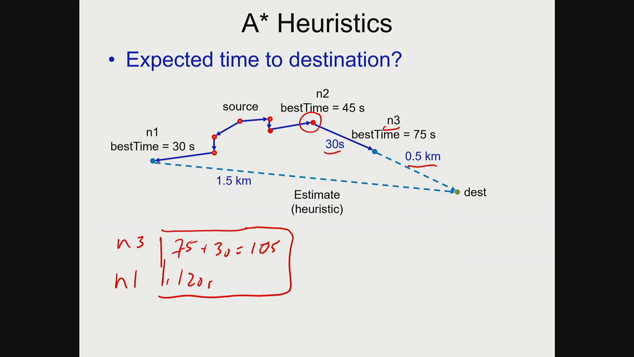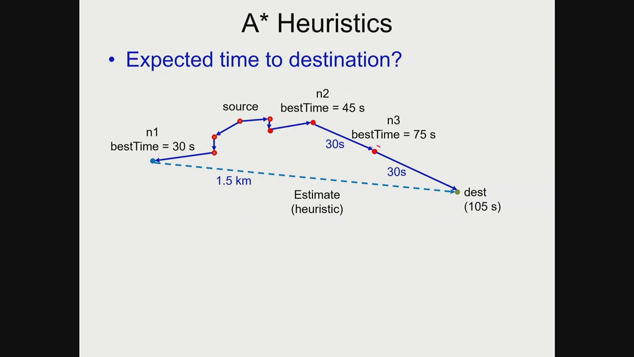So N3 is the best thing on my wavefront, and I'm going to look at it next. I take it out of the wavefront and mark it as red because I've updated its best time. I look at what it can reach, and it can reach my destination. It has a street segment right there going exactly the right direction. It's actually 60 kilometers an hour, so I predicted it perfectly. It takes 30 seconds to travel that, so I reached the destination in 105 seconds. And I saved a bunch of work, because I didn't look at node N1 or anything it could reach.